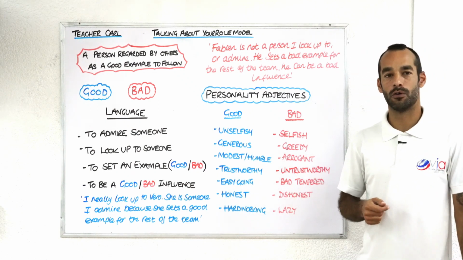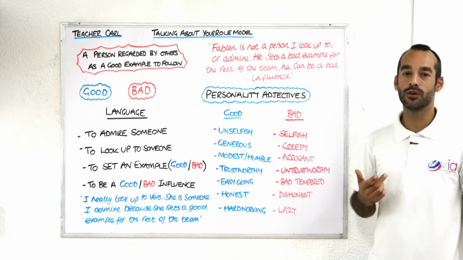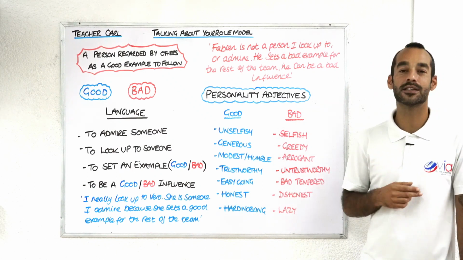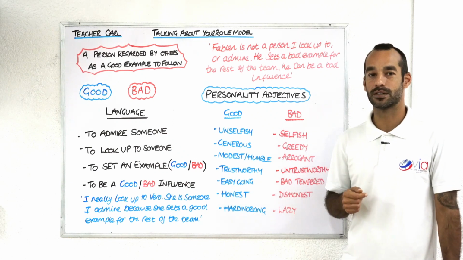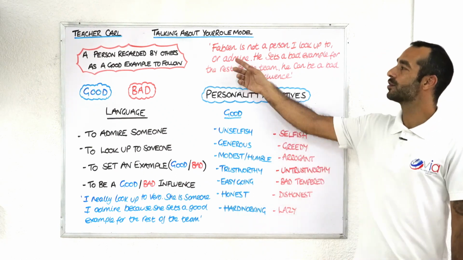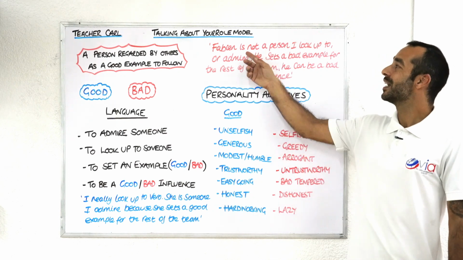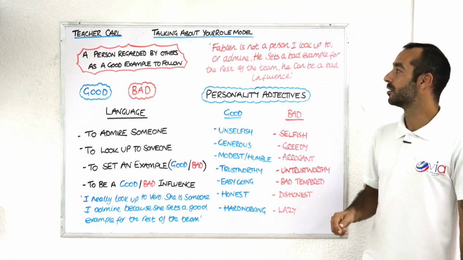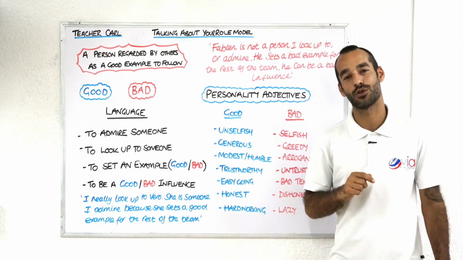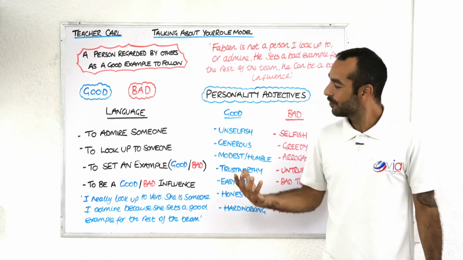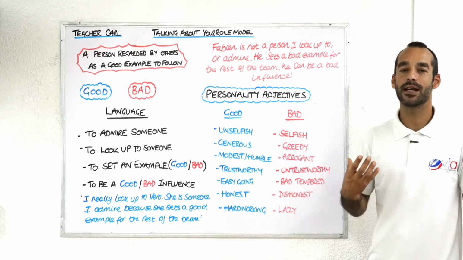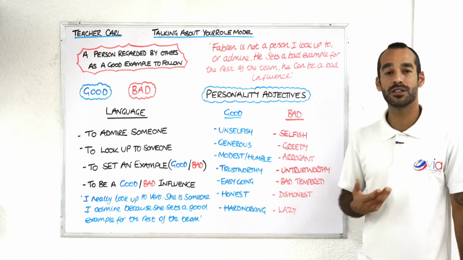If I was talking about a good role model, I might say something like, I really look up to Vero. She is someone I admire because she sets a good standard, an example for the rest of the team. However, if I'm talking about a bad example, a bad role model, I might talk about Fabian. He is not a person I look up to or admire. He sets a bad example for the rest of the team, and he can be quite a bad influence on occasions. So usually, if you wanted to specifically talk about your role model, this is the type of language you will use. However, it produces quite closed opportunities for conversation.